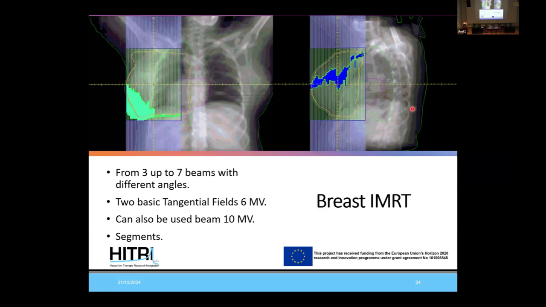We are done with 3D conformal. The basic principles for 3D conformal are the same for every region. You are going to use the 4-field box technique or the 3-field box technique. Always you are trying to do the best conformality for the plan. It's not very easy. The first plan with 3D conformal is a straightforward plan. You are putting the beams, you are trying and error, and you see the results.